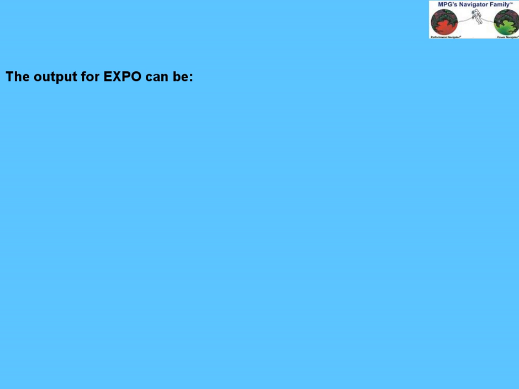The output for EXPO can be stored in two spots. The first one is it can be stored locally on your PC. The second place is you can make a shared drive and you can share it on your network.